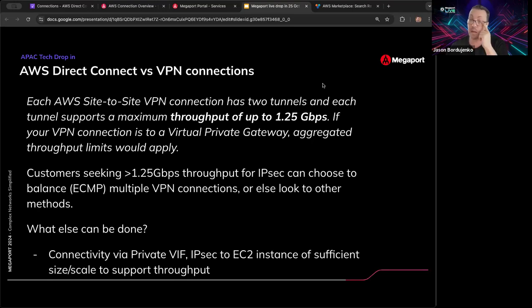So when I said before about 800 or 900 megabits per second, that's generally what we see with the overheads that are inherent in the protocols that are being used over the internet. If that connection is to a virtual private gateway, it is possible to aggregate. So obviously a site-to-site connection being 2 of those could get us to 2.5 gigabits per second. Real world, just over 2 gigabits per second.